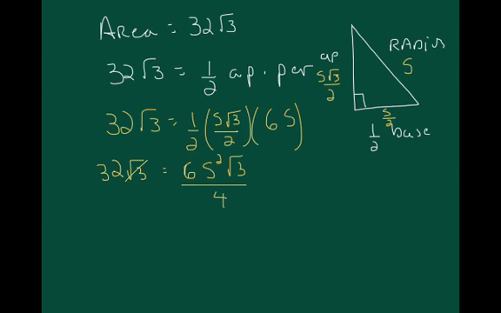Let's cancel out the √3's, because that's easy. We can multiply both sides by 4, divide both sides by 6, and we'll get s² equals 64 over 3. If I take the square root of both sides, I get 8√3 over 3 is equal to the side. Not the span, but the side.